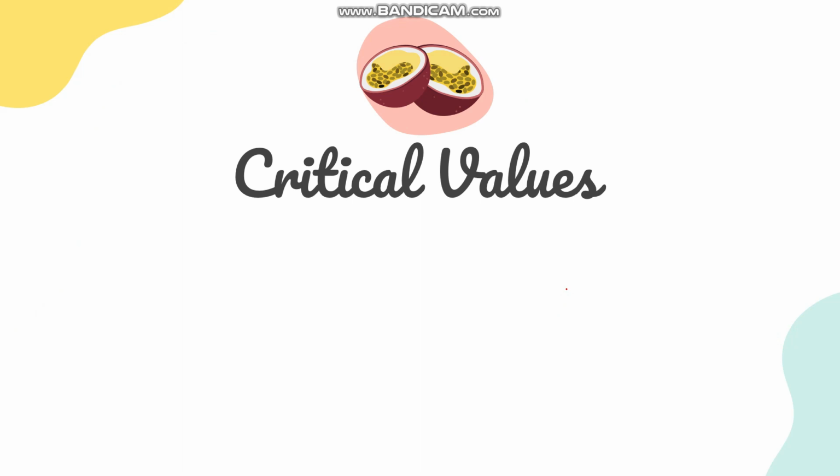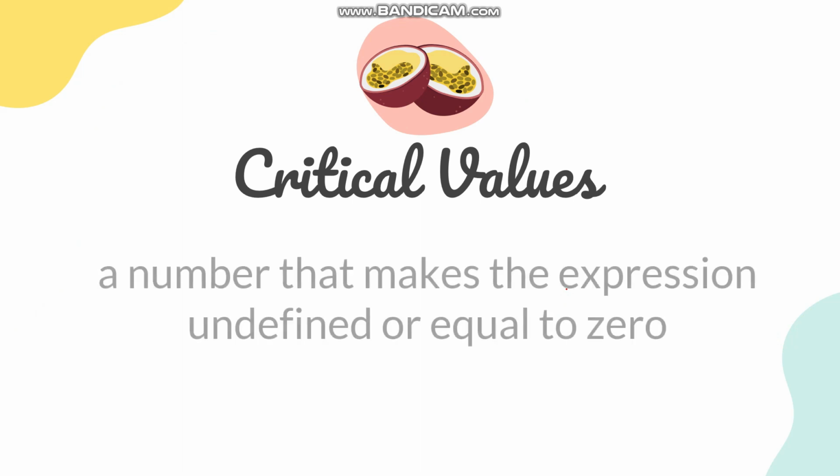Now in rational inequalities, we have what we call critical values. This is a number that makes the expression undefined or equal to 0. Since we're solving rational inequalities, that means it involves rational expressions. So there are values that will make the expression undefined. This is when the denominator is equal to 0.